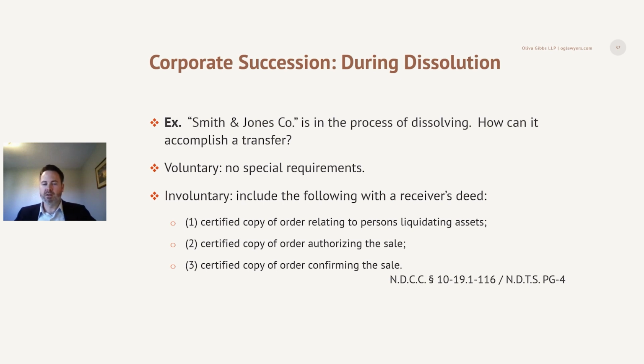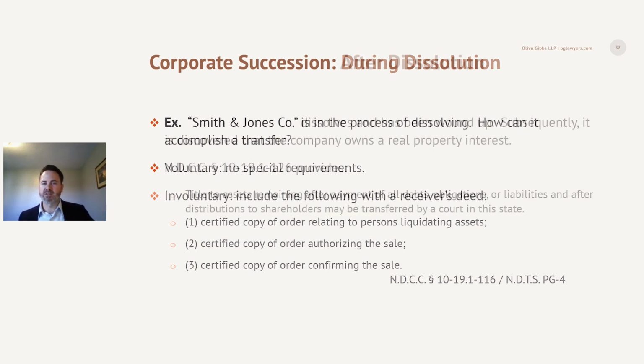The first support document will be the order which identifies and relates to the persons that are responsible for liquidating the entity's assets. The second order will be the order authorizing this particular sale. However, if the order that appoints the receiver provides that receiver with general authority to convey, then this second order won't be needed. And finally, a copy of the order which confirms this particular sale. So voluntary dissolution, no special requirements. If it's involuntary, we'll need to see more to support that conveyance.